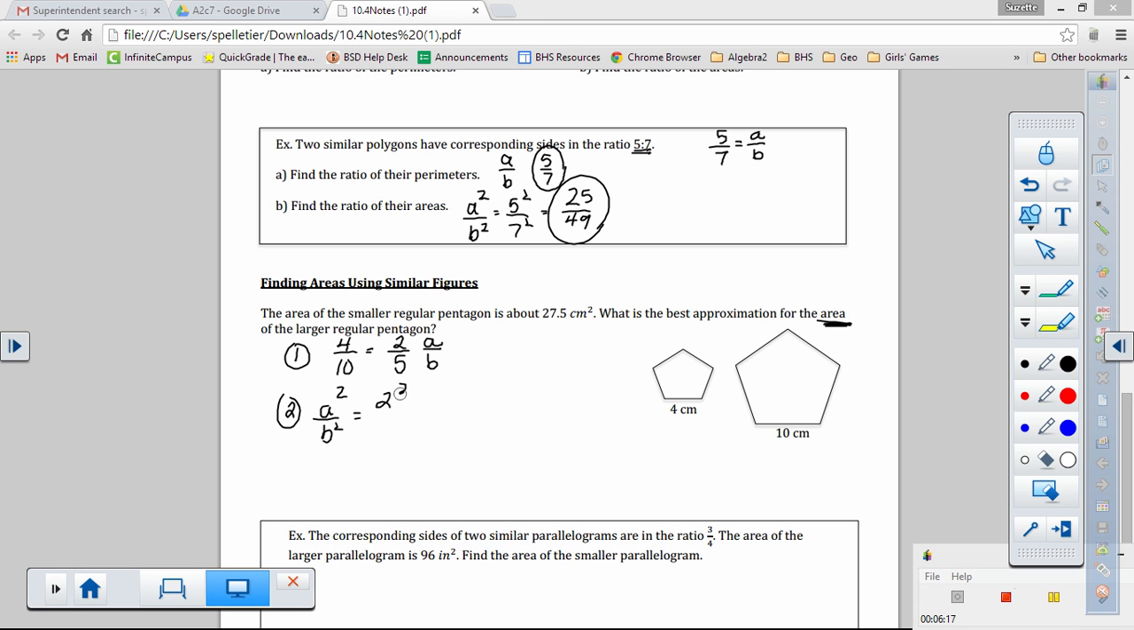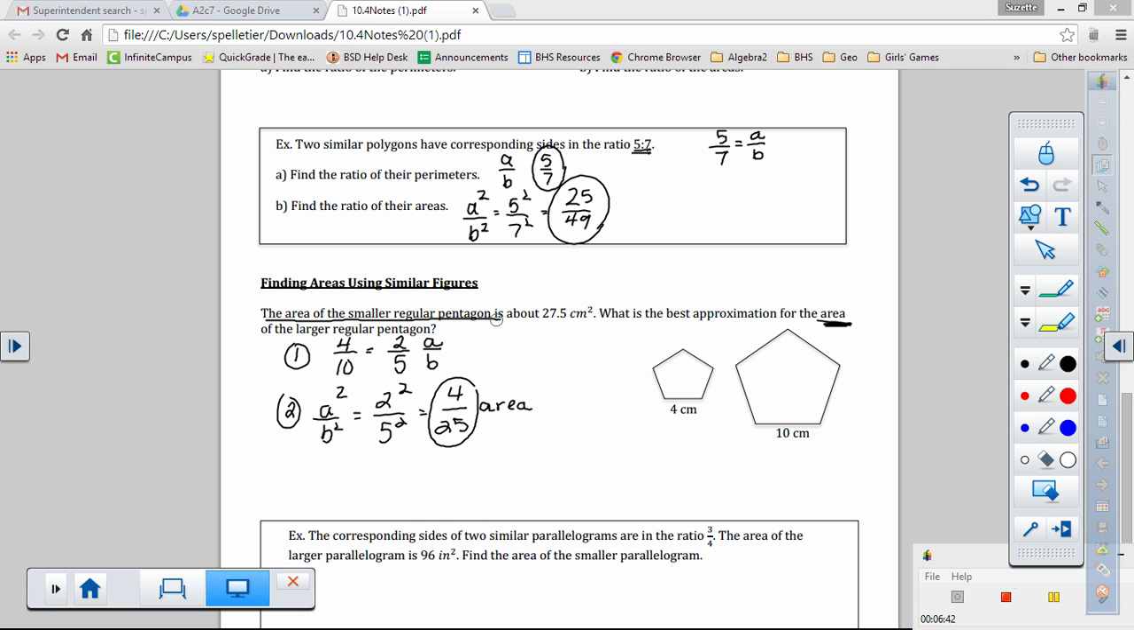So 2 squared, 5 squared. 2 times 2 is 4. 5 times 5 is 25. So that is the proportion for area. Okay? So this is the proportion for area, and I'm trying to figure out what the area of the smaller pentagon, or the larger pentagon, is. They've given me some information here.